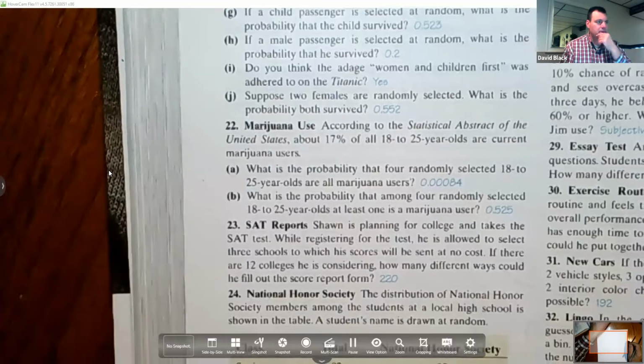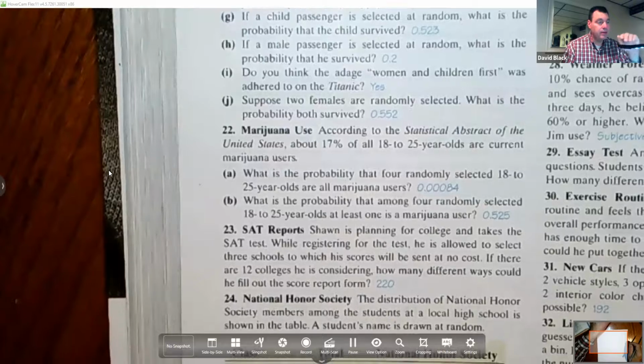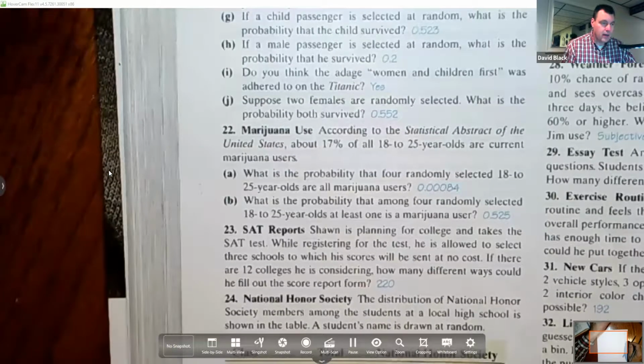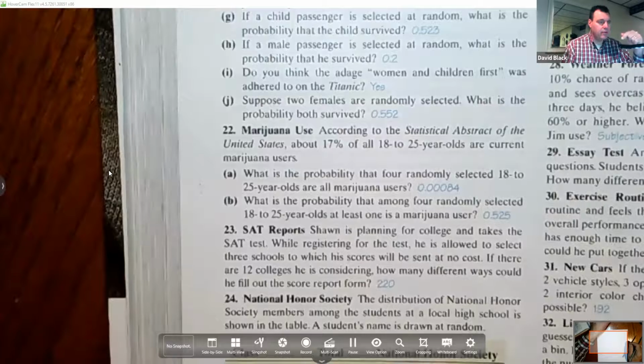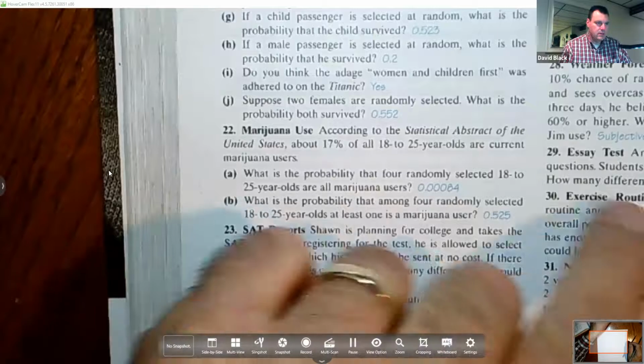Okay, so let's stop and talk about something for a moment. At first glance, this looks like it might be a binomial probability because either you're a marijuana user or you're not. But remember, to have a binomial probability, you have to have a fixed number of trials in an experiment, and we don't have a fixed number of trials here. We're just talking about the population at large. So it's not that.